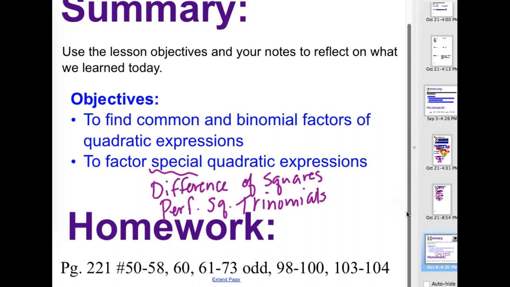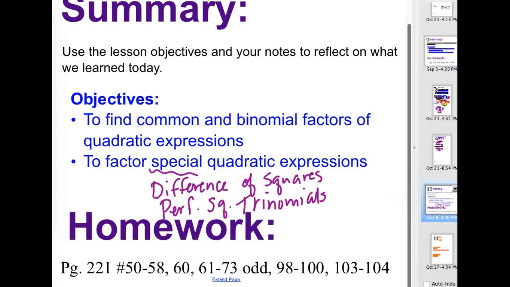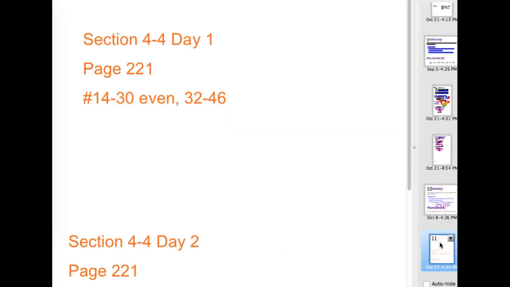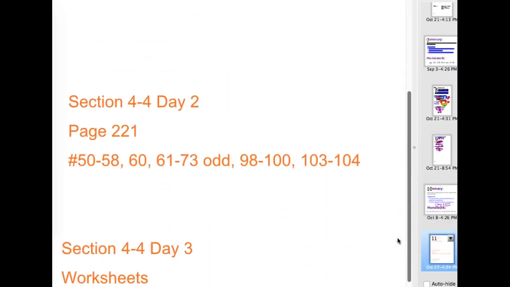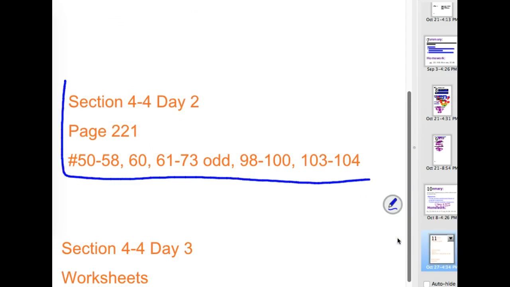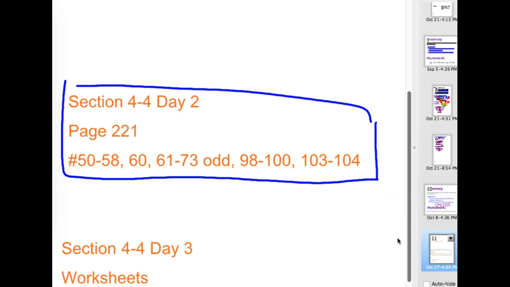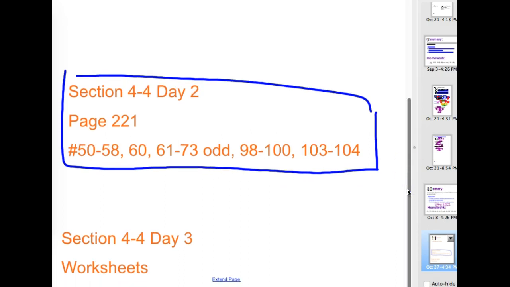Our assignment, we are on day 2, so we are looking at this one here. Okay, so you're going to do 50 to 58, 60, 61 to 73 odd, 98 to 100, and 103 to 104. And then on Monday, we will look at a worksheet reviewing all of our different types of factoring.